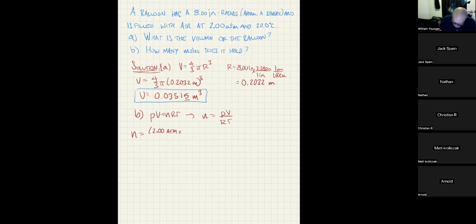But 1 atmosphere is equal to 1.013 times 10 to the 5th pascals. And then the volume is 0.03515 cubic meters. And then the R is 8.314 joules per mole Kelvin times, now the temperature is 20 degrees Celsius, so that's 293.15 Kelvin.